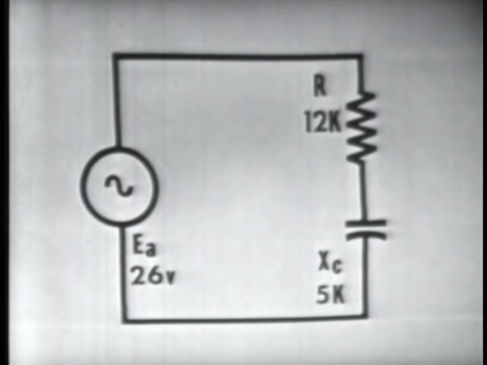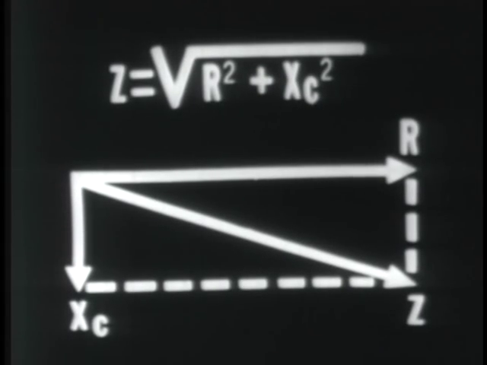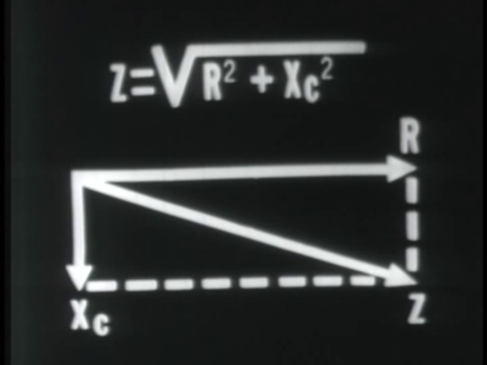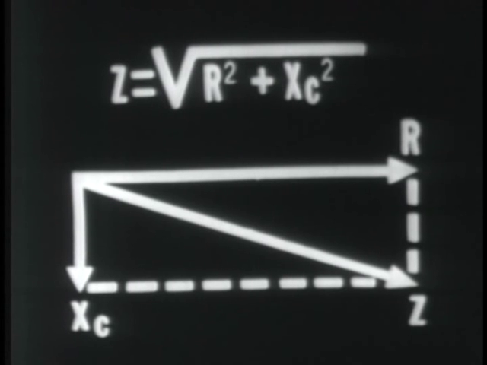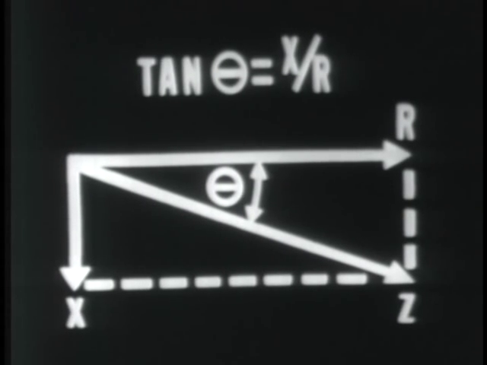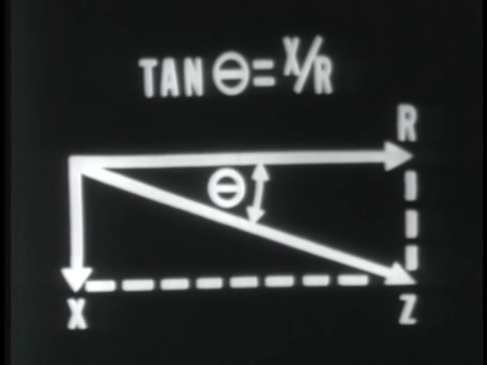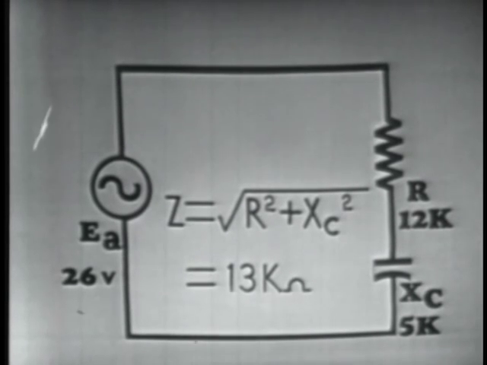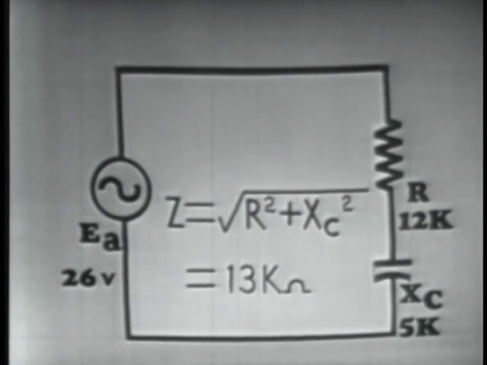Pythagorean theorem, then, as applied to reactive circuits, comes out like this. Z is equal to the square root of R squared plus X sub C squared. To determine the impedance angle, we can use the tangent trig function, and this is mathematically stated as this, where the tangent of angle theta is equal to X over R. Side X would be your opposite side, side R would be your adjacent side.